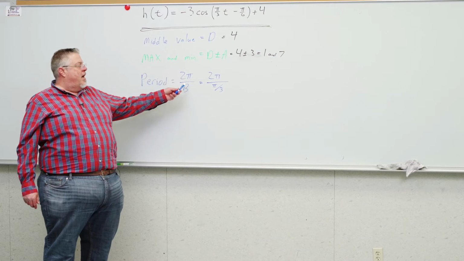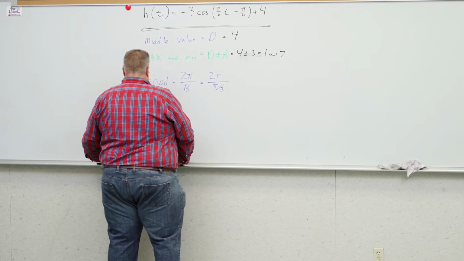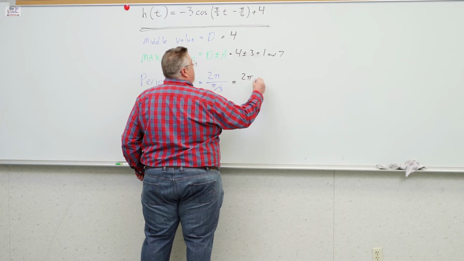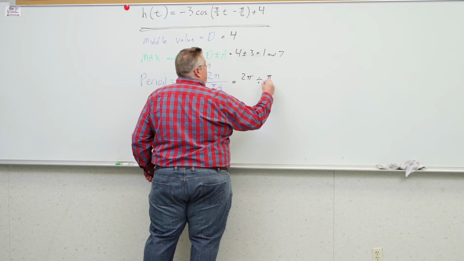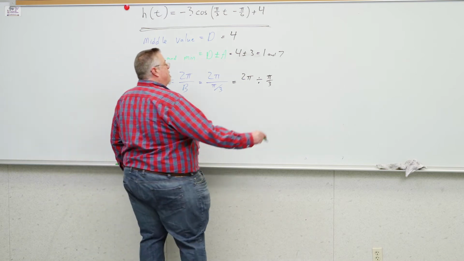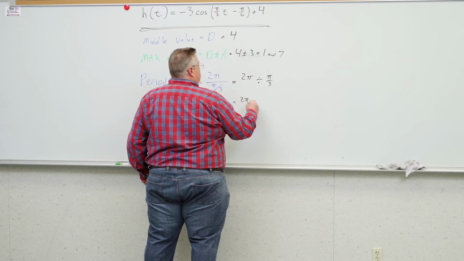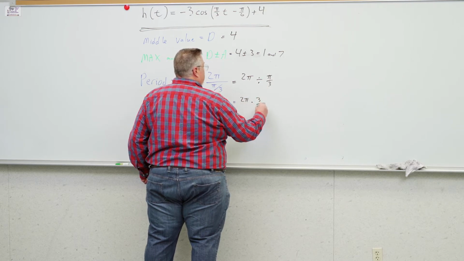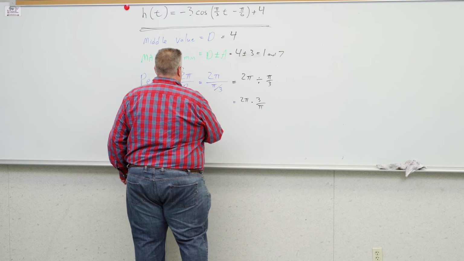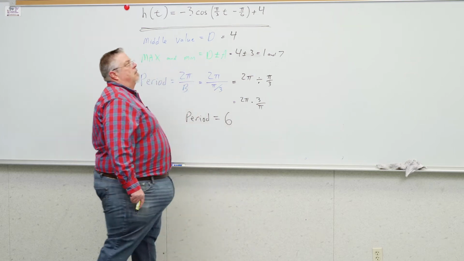Let's think about this. This is 2 pi divided by pi over 3. That might be a more familiar way for me to have written it for you. Now remember, when you divide by a fraction, you turn that second fraction upside down, and then you multiply. So the period is going to be 6.